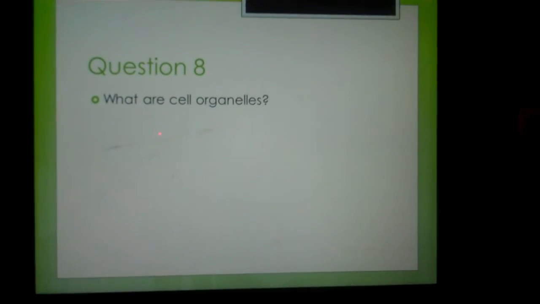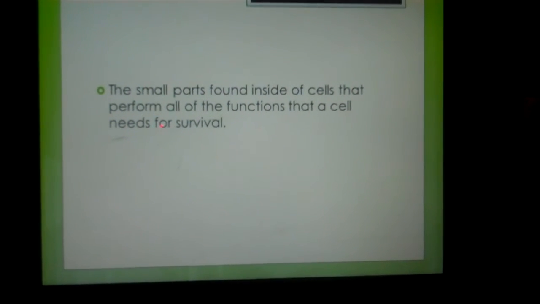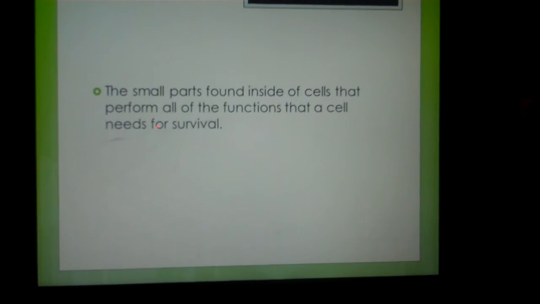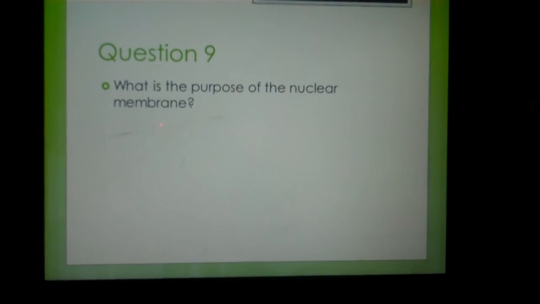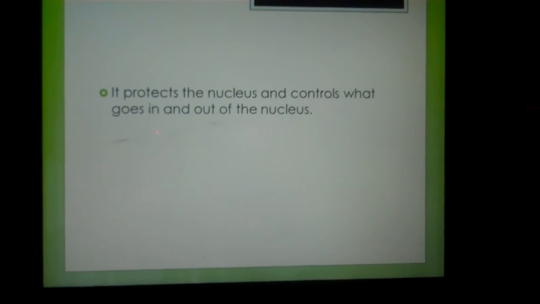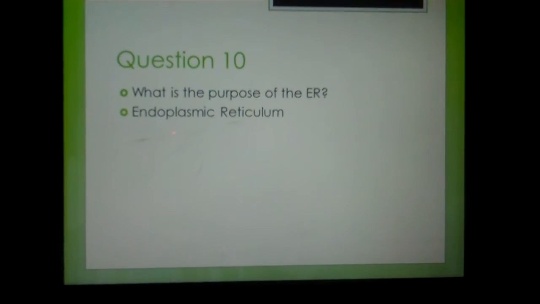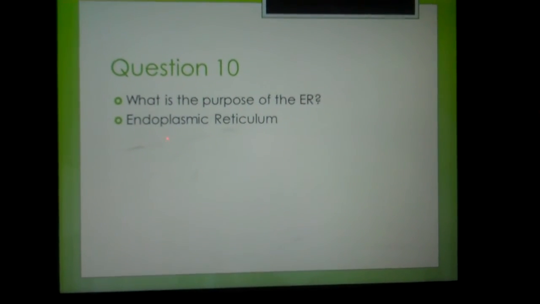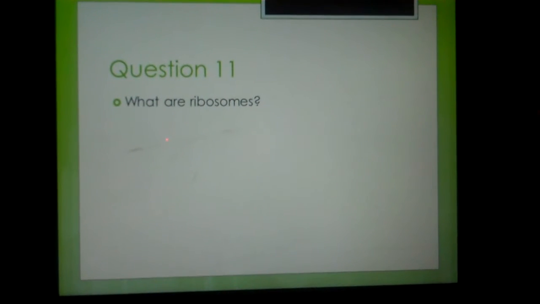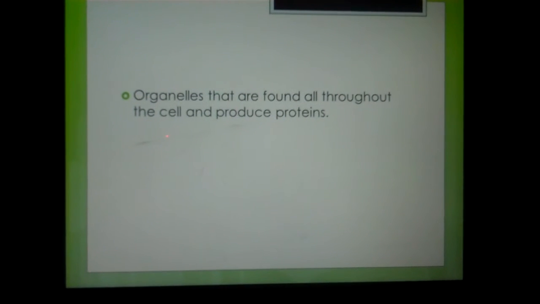Question 8. What are cell organelles? The small parts found inside of cells that perform all of the functions that a cell needs to survive. Question 9. What is the purpose of the nuclear membrane? It protects the nucleus and controls what goes in and out of the nucleus. Question 10. What is the purpose of the ER, also known as the endoplasmic reticulum? It transports materials throughout the cell. Question 11. What are ribosomes? Organelles that are found all throughout the cells and produce proteins.